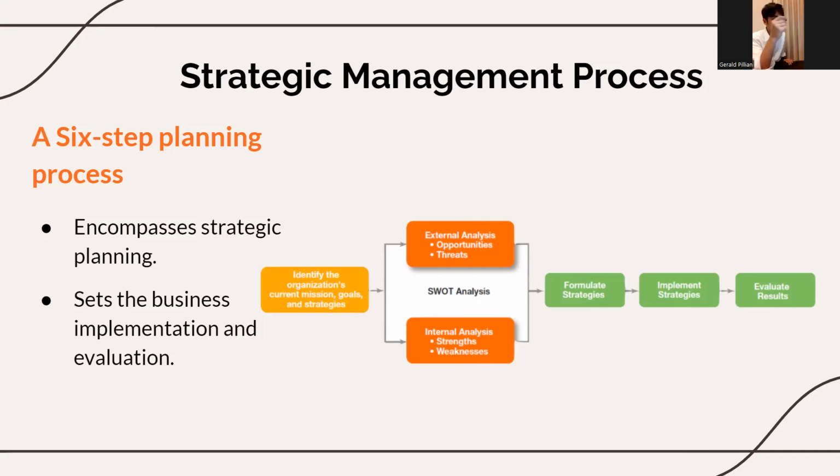So if we see the first box on the left, identify the organization's current missions, goals, and strategies, and then it's going to branch out. So at first, of course, you're going to have to put the groundwork, the basics, the understanding, the visions. And then after that, it's going to branch out into two new boxes, external and internal analysis. So first, you set out the groundwork. Second, you analyze, and then you pretty much see the opportunities, the threats, strengths, the weaknesses, and so on.